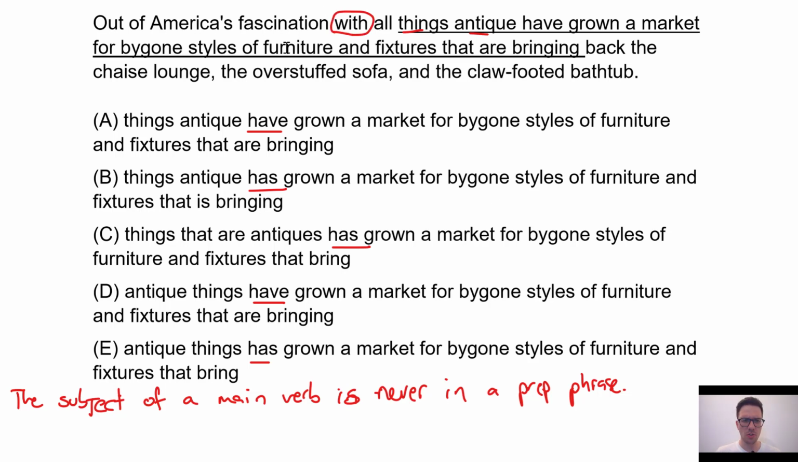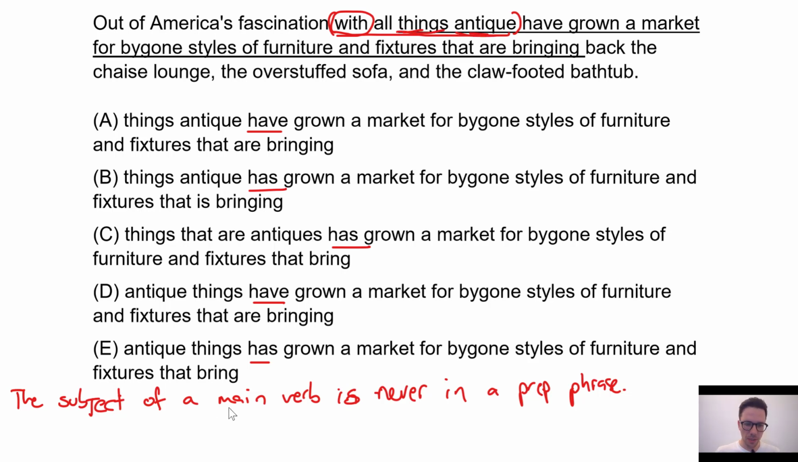Other examples of prepositions are words like on, between, beside. So they're basically words that tell us the relationship between one noun and another, okay? So fascination with all things antique, this is a prepositional phrase. So all of this is a prepositional phrase, a group of words without a subject and a verb beginning with a preposition. The subject of a sentence is never in a prepositional phrase. And so any of these words here cannot be the subject.